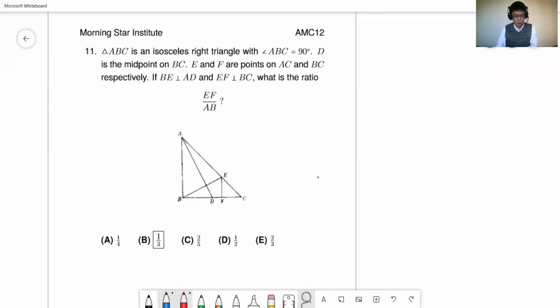Question 11. ABC is an isosceles right triangle with angle B equals 90 degrees. And D is the midpoint of BC. And BE is perpendicular to AD. EF is perpendicular to BC. We need the ratio EF to AB. So let's assume the sides AB equals the side BC equals 1. It doesn't change the ratio, okay?